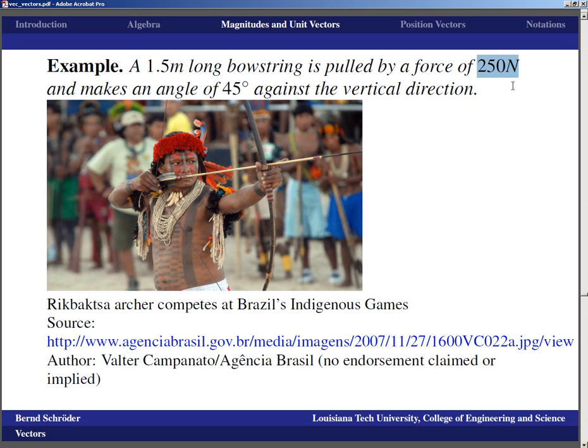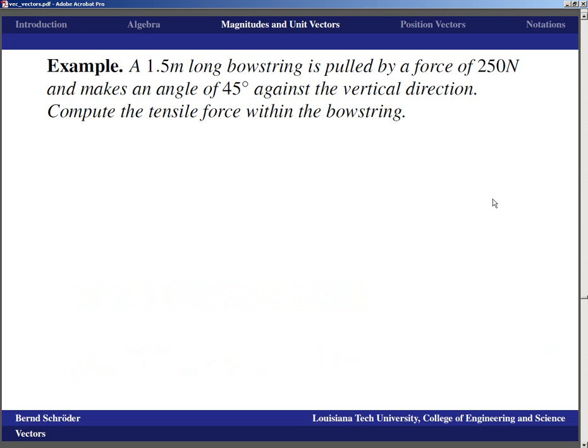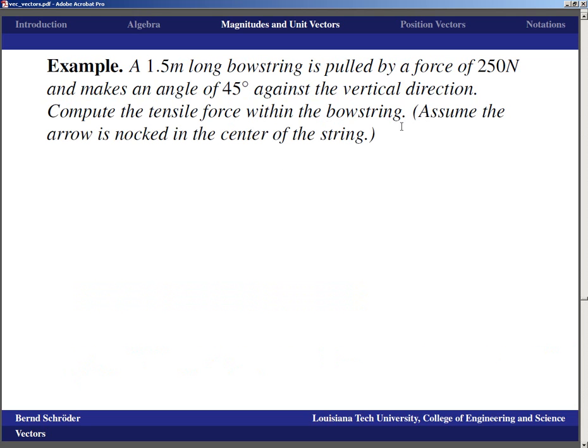The force of 250 newtons is something that I looked up, and archers can pull with that force and even with larger force. And a 45 degree angle against the vertical direction, well, it's not quite 45 degrees. I wasn't there to have the gentleman turn or anything like that. But a 45 degree angle of the bowstring against the vertical direction is also quite realistic. And so when we have that, we can ask, for example, what the tensile force within the bowstring is. That means we would assume that the arrow is knocked in the center of the string, right?